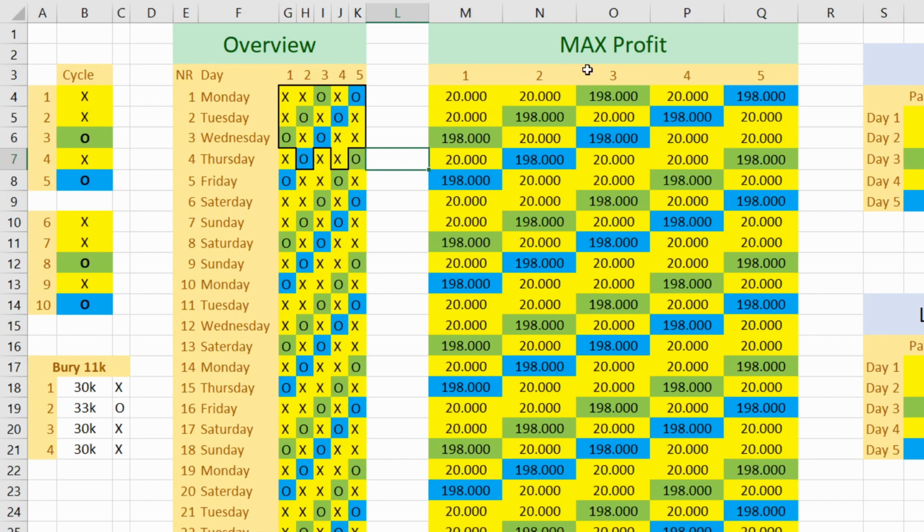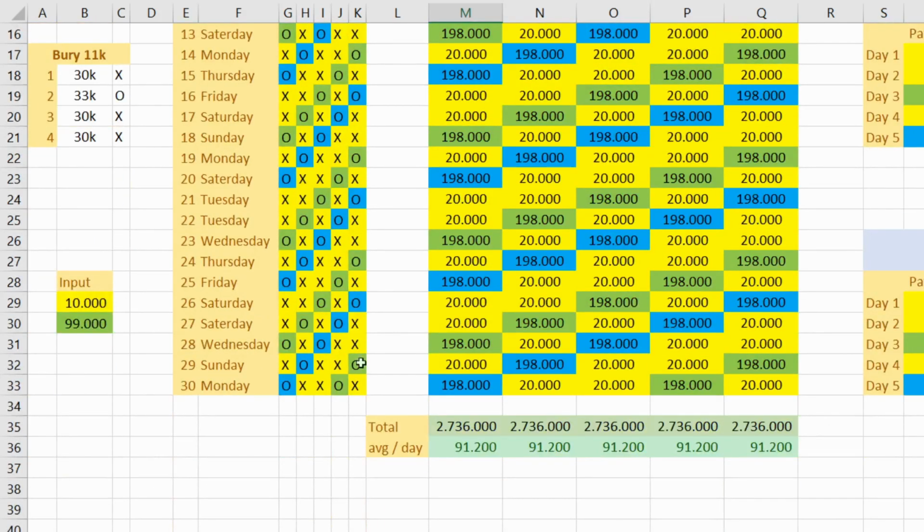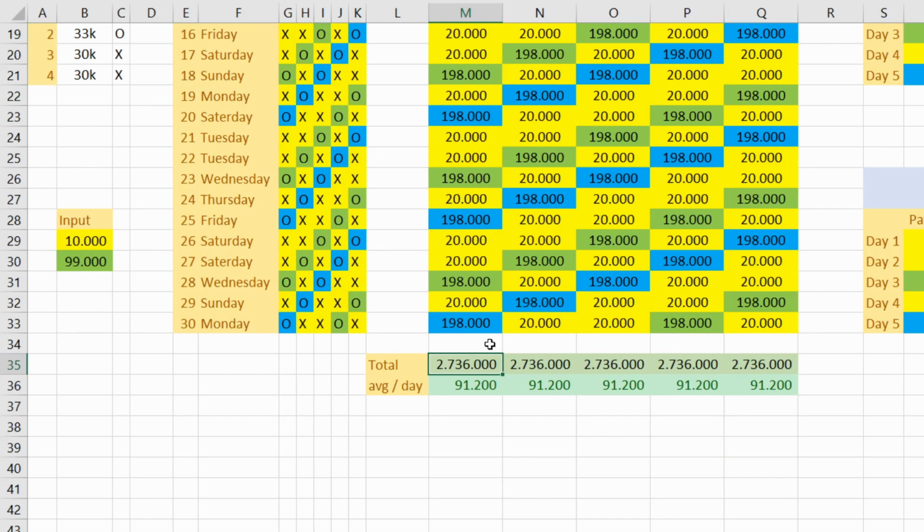Now if you know where you are in the cycle, you know that you should plant 10k on the X days to get a maximum of 20k and 99k on an O day to get a maximum of 198k. And if you do that consistently on the days you know where you are in the pattern, then after 30 days you end up with 2.5 or 2.7 million. And if you average that, you get about 91k per day, which is really good.